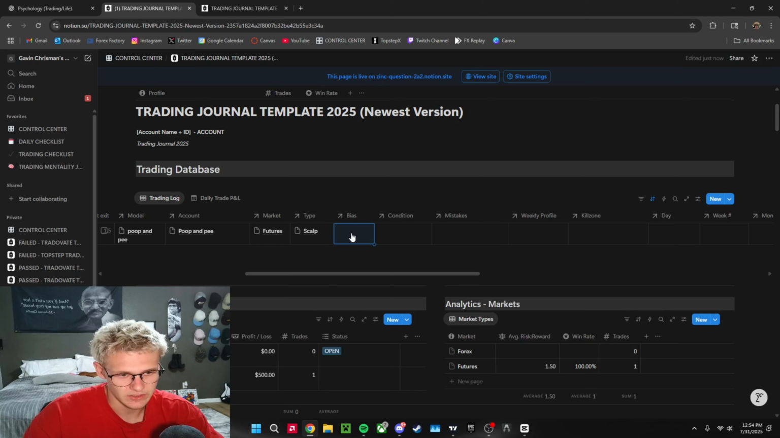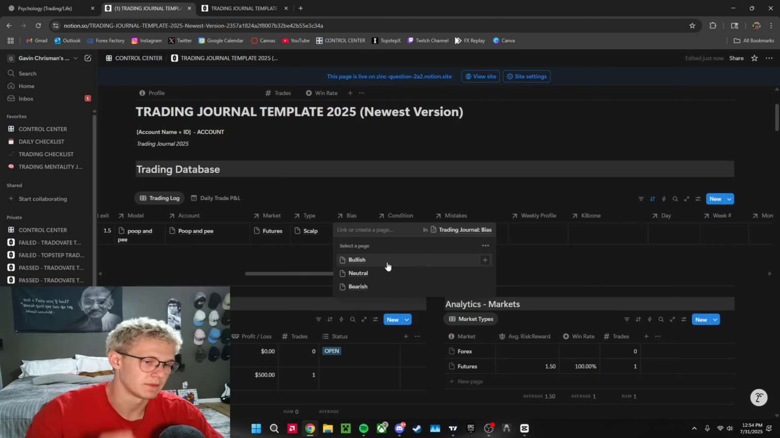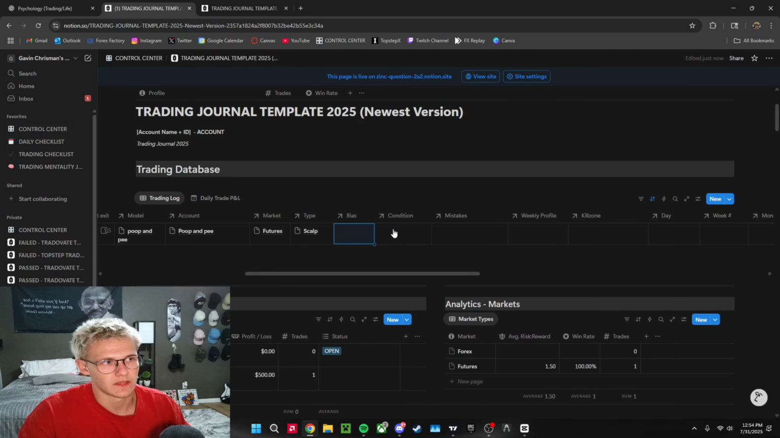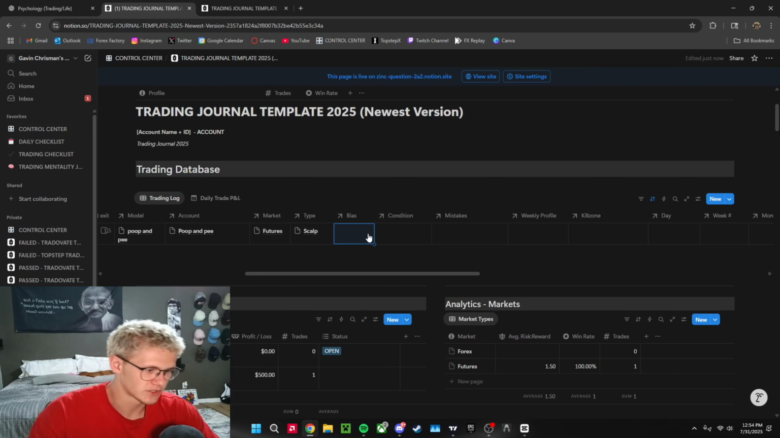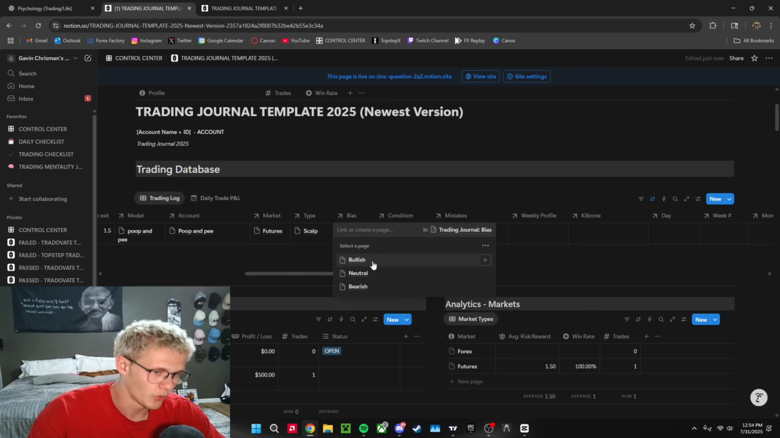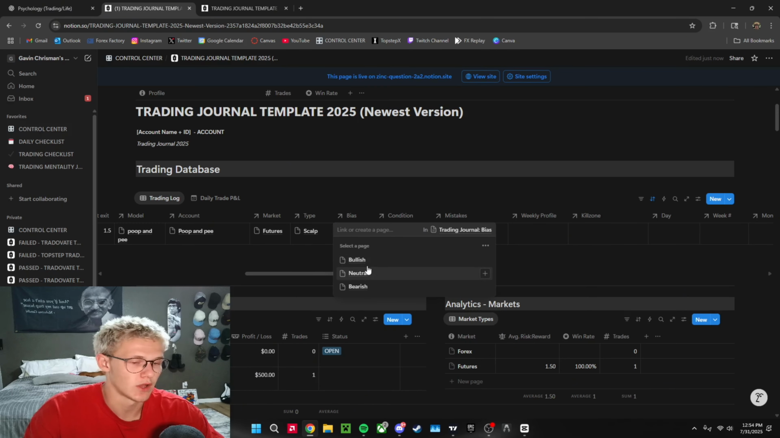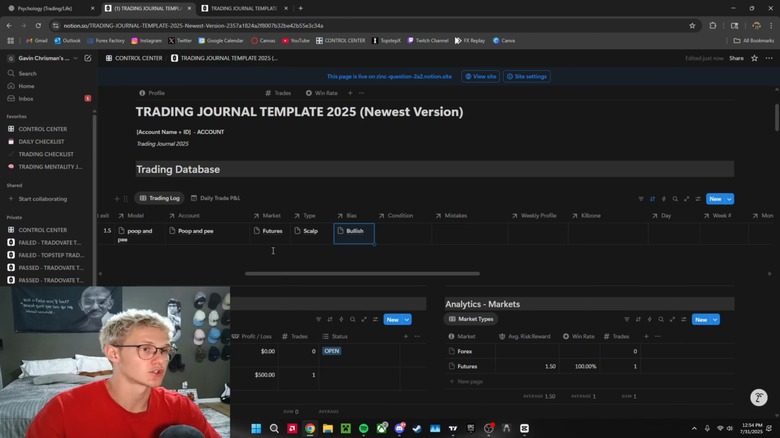So the next drop down would be your bias. And basically this section is what your bias was on your trade. This is a little confusing because, say you lost a trade and it was bullish and the market went bearish, right? You might wonder, do I put in bullish because that was my bias, or do I put in bearish because that was the market's bias? In this box, you always want to put what your bias was. So let's say I took a long trade and it went long and I won it, bullish. Let's say I took a long trade and it went down and I lost the trade. I would still put bullish because that's what the bias was for my trading idea.